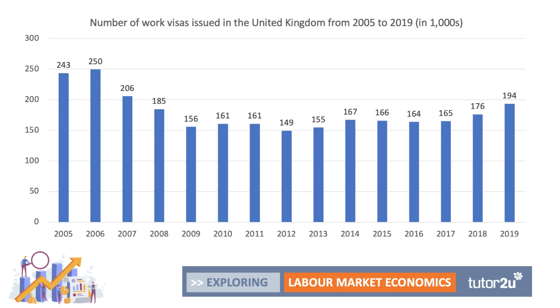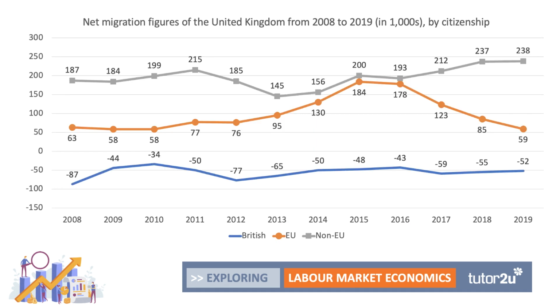This chart just gives us a little feel for the number of visas, a work visa or a work permit, issued in the UK over the last 15 years or so. It dipped during the recession and it's actually increased quite a bit in the last few years, but again, particularly post-2016 after the Brexit referendum.